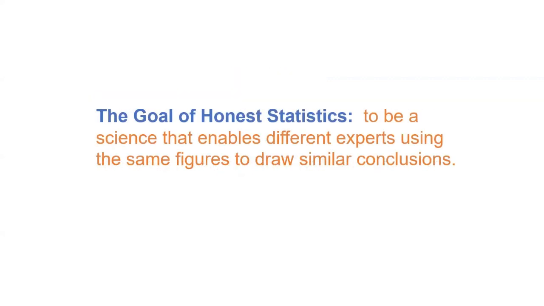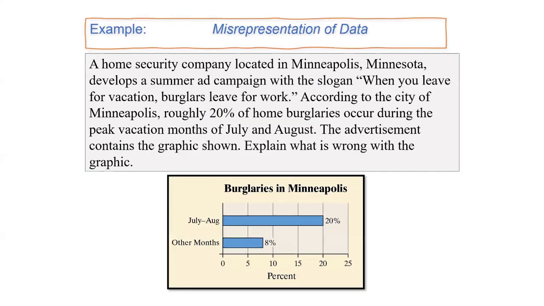Okay, so if we're doing statistics the right way, then statisticians are going to take that data and get the same conclusions more or less. So, burglaries in Minneapolis: we have July through August, 20%. Other months, it says 8%. So what's going on here? It doesn't add up to 100%.